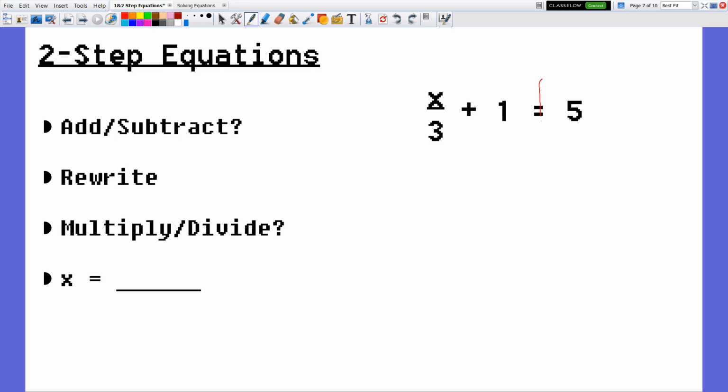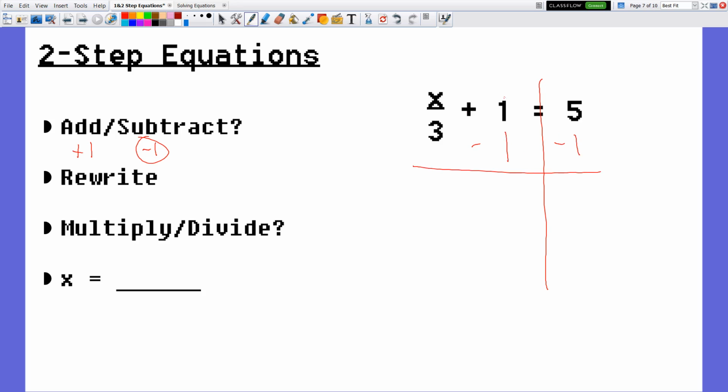Divide the problem in half. Do you see any addition or subtraction? I'm looking on the side with a letter. That shows me both operations. The reason this is a two-step equation is because we have a division and we have addition. I see addition, plus 1. Inverse, minus 1. Minus 1 on both sides, keeping it balanced. It's an equation. Equal.